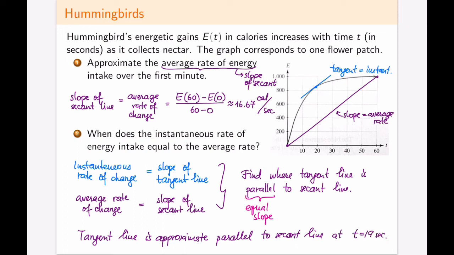Okay, we can again think about what actually happens at this point though, right? We notice that for the graph before that, all of the tangent lines are going to be steeper, which means that the bird is collecting nectar faster up until this point. Here, it's collecting nectar at exactly the average rate, and afterwards, it's collecting nectar slower than the average rate.